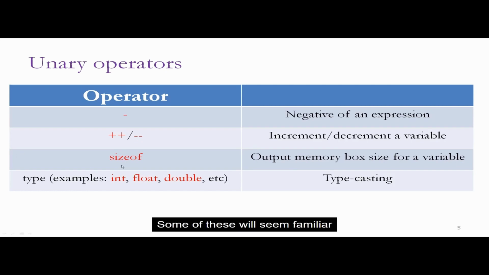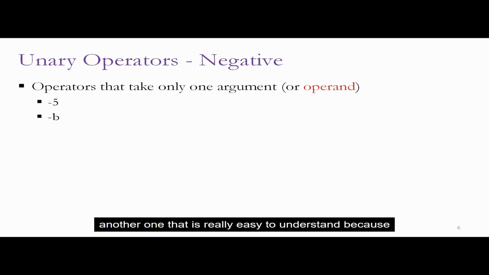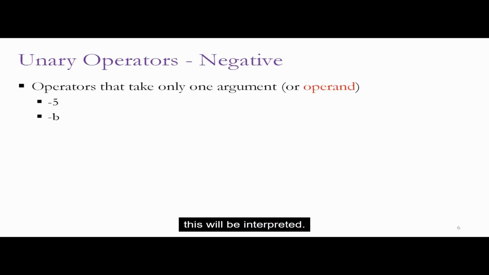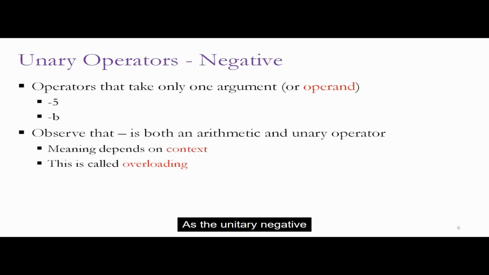So some of these will seem familiar. For example, typecasting is a type of operator that can apply on just one variable. We've seen that. Another one that is very easy to understand because we've seen it in math is the negative operator. So you can specify minus followed by a number or a variable, and this will be interpreted as the unary negative operator. It will be interpreted as saying this value is a negative number.